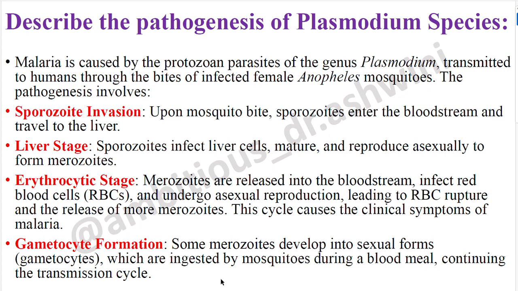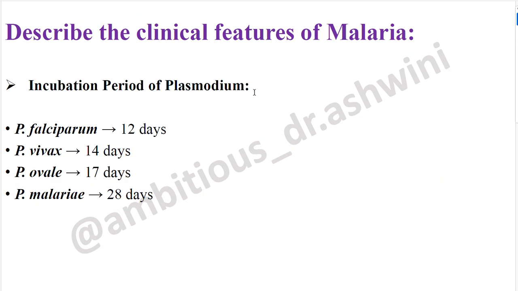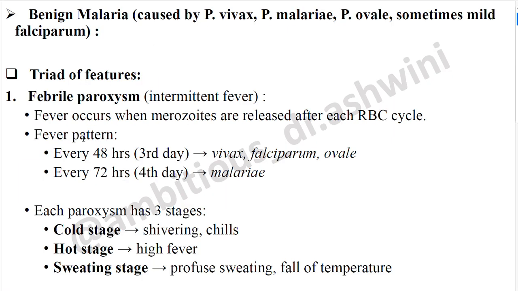Now we will see the clinical features of malaria. The incubation period of Plasmodium falciparum is 12 days, Plasmodium vivax is 14 days, Plasmodium ovale is 17 days, and Plasmodium malariae is 28 days. Benign malaria is caused by Plasmodium vivax, Plasmodium malariae, Plasmodium ovale, and sometimes mild falciparum.